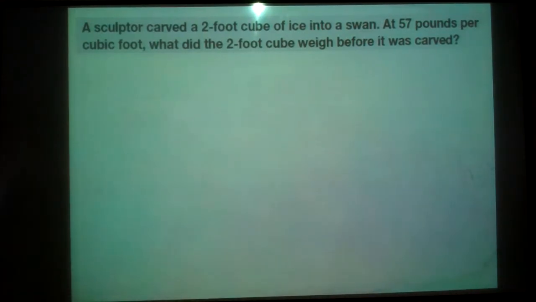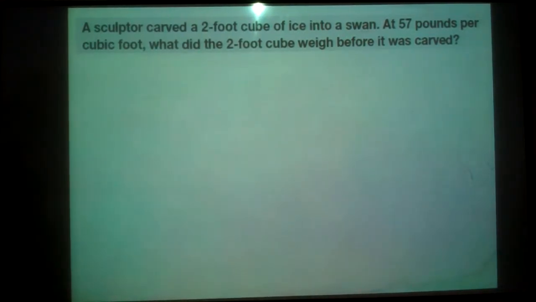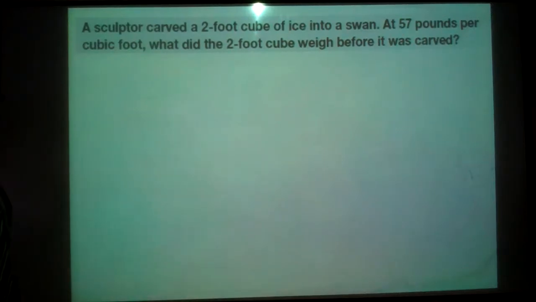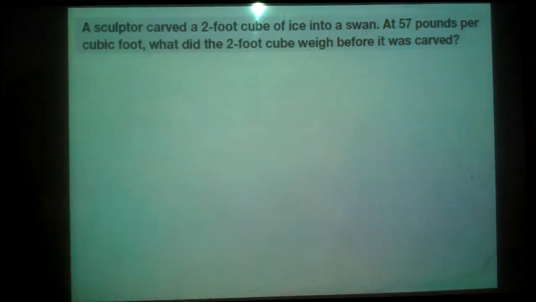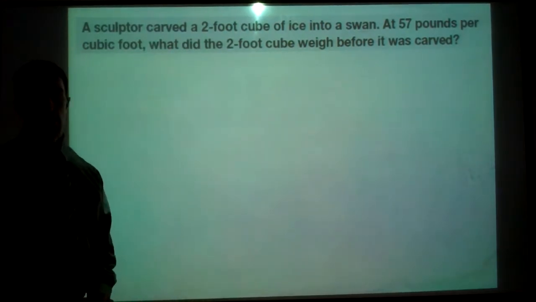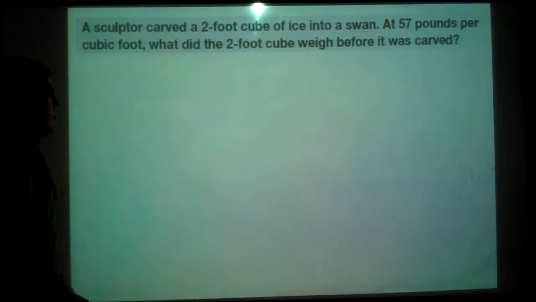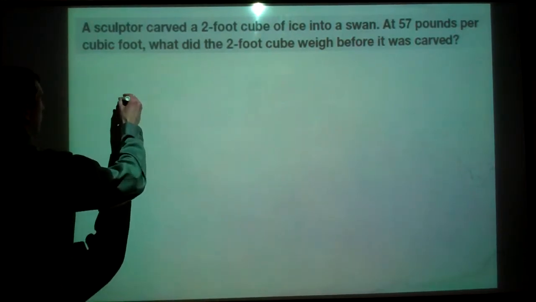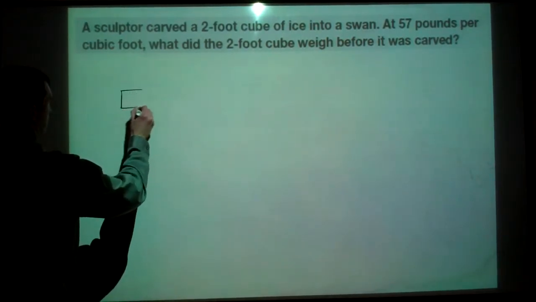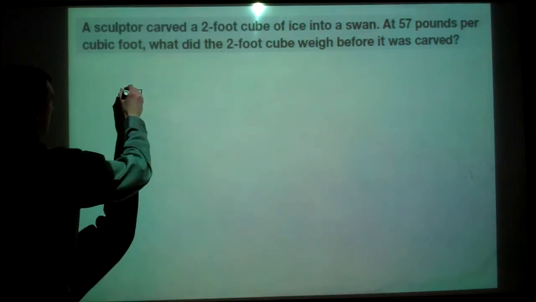A sculptor carved a 2-foot cube of ice into a swan. At 57 pounds per cubic foot, what did the 2-foot cube weigh before it was carved? Okay. Alright, so we have a cube, and remember cubes have all the same side lengths, okay? So, I'll try to draw one as best as I can.